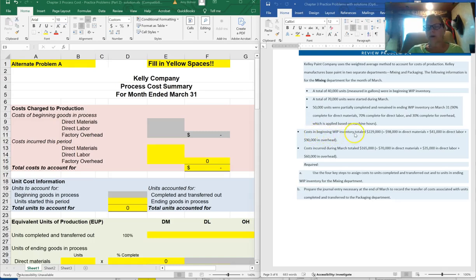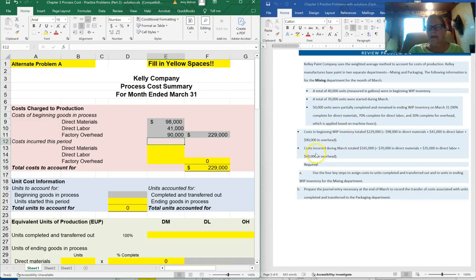Costs in beginning work in process totaled $229,000. $98,000 were in direct materials. So we're going to come over here and we're going to put that in. It says $41,000 in direct labor. And then it says $90,000 in overhead.